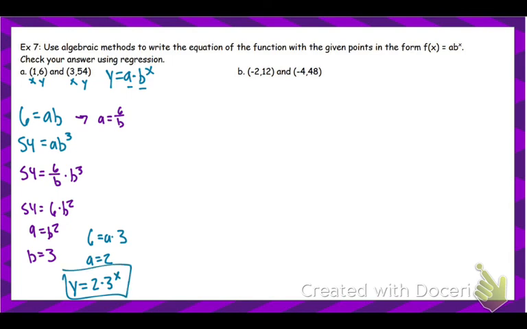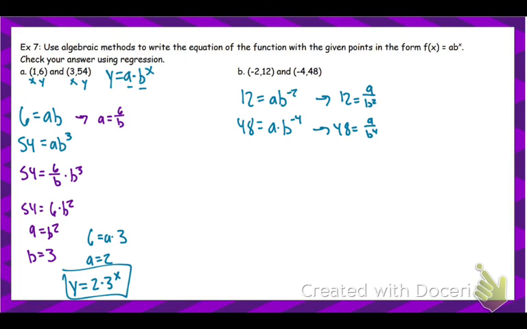All right, if you feel comfortable, pause the video, try this next one on your own. All right, so let's set up our system. So 12 is equal to a times b to the negative second. 48 is equal to a times b to the negative fourth. And remember what negative exponents do. They move it to the bottom of the fraction. So I'll just rewrite this. This is a over b squared. And this is a over b to the fourth.